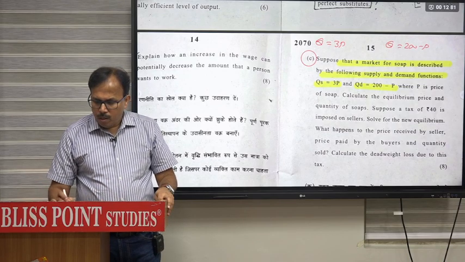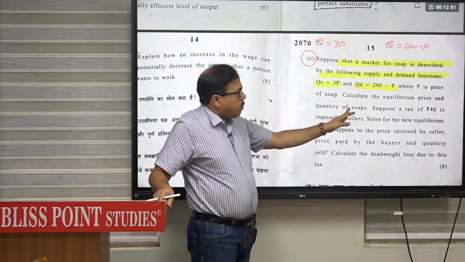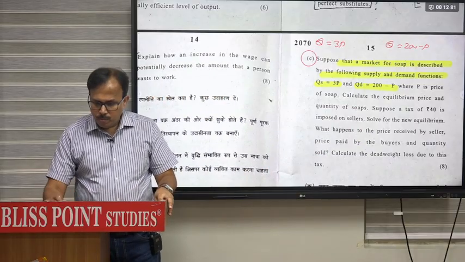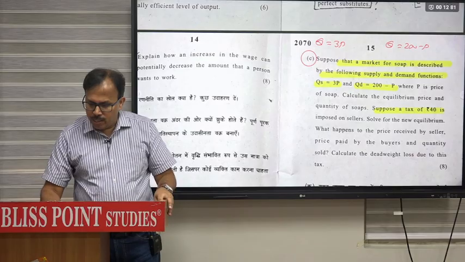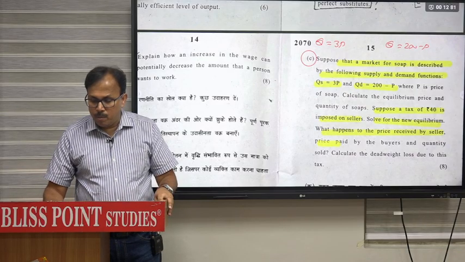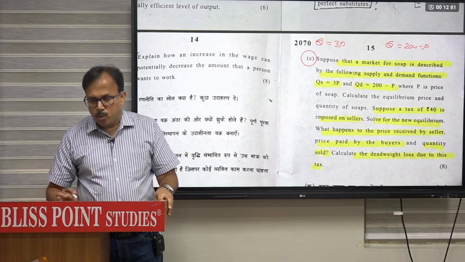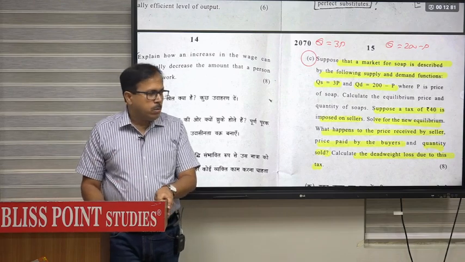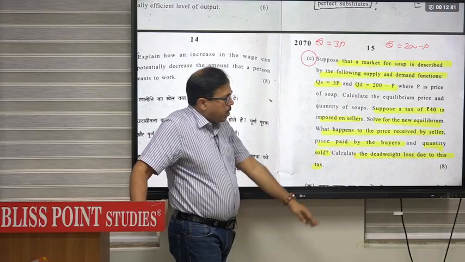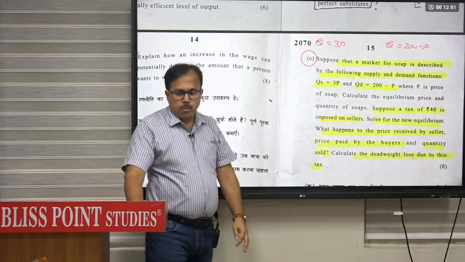क्वेश्चन में पूछा गया calculate the price and quantity of soap and suppose that tax of 40 is imposed on seller. ध्यान दीजिएगा, suppose a tax of 40 is imposed on seller. Solve for the new equilibrium price, what happened to the price received by seller, price paid by the buyer and quantity sold, and calculate the deadweight loss due to tax also. So we'll cover that deadweight loss also subsequently, but you can solve up to this है. ये 8 मार्क्स का क्वेश्चन है, तो 6 मार्क्स का वेटेज आपका वो वहाँ तक का पार्ट आप सॉल्व कर सकते हो.